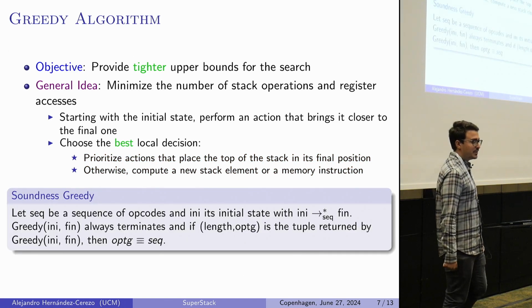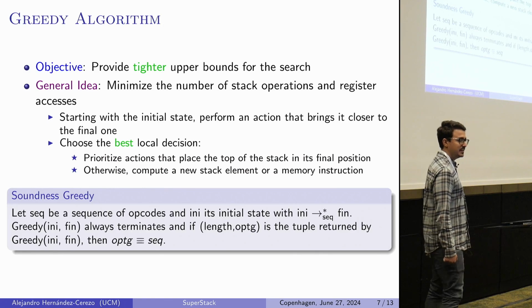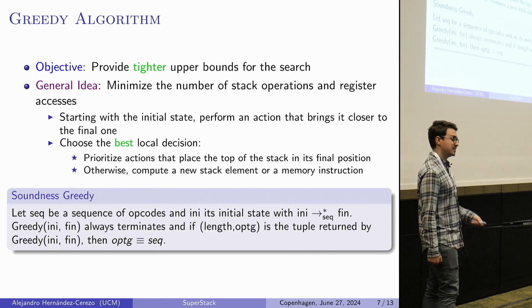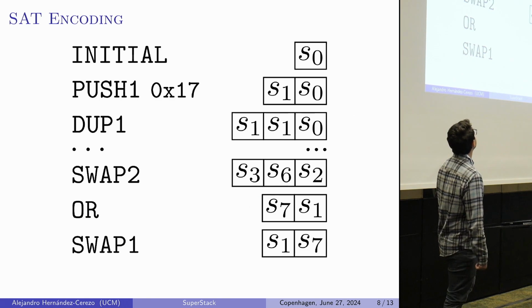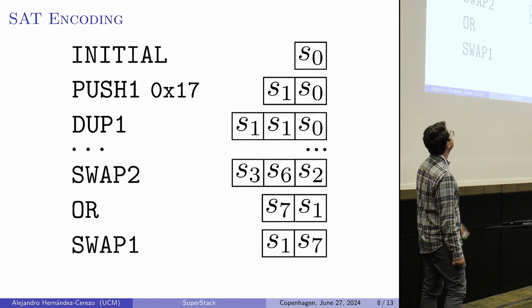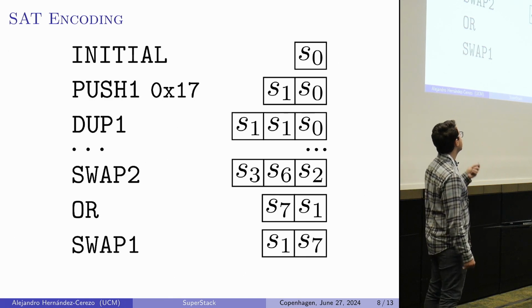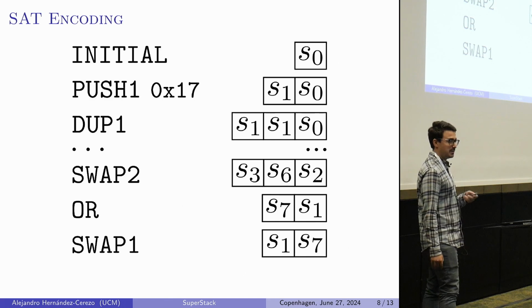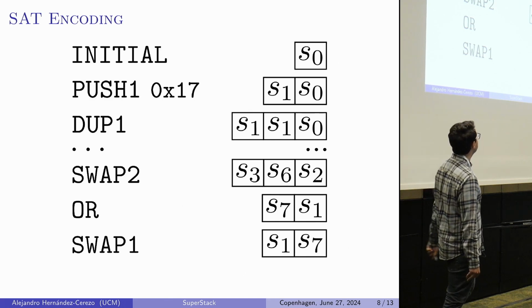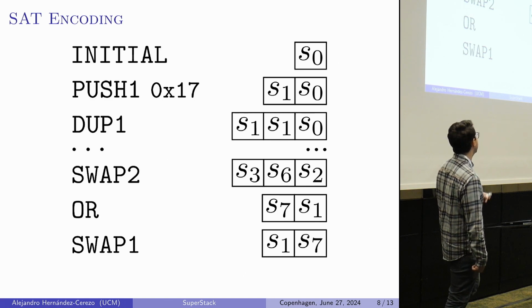For this greedy algorithm, we have proven that it always terminates, and the produced sequence under certain assumptions is equivalent to the initial one. Now let's move on to the SAT encoding. So now we have this other sequence. This is extracted from the event, so it changes a bit. And we also have expressed how the stack evolves after applying each operation.